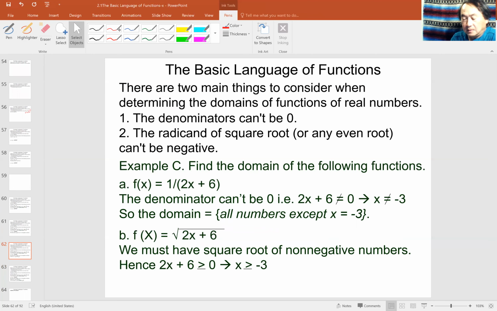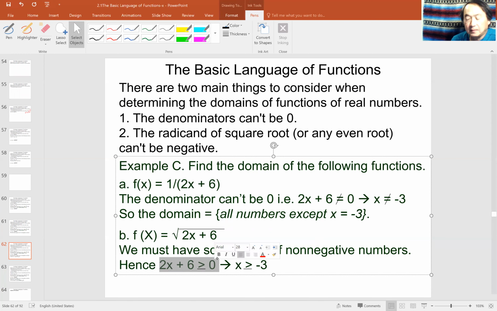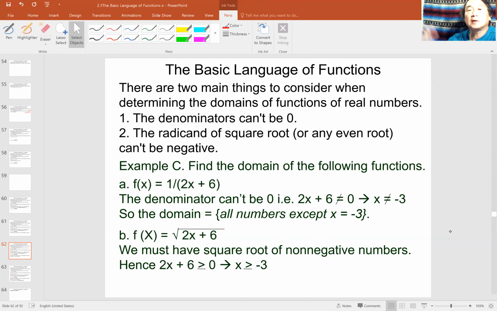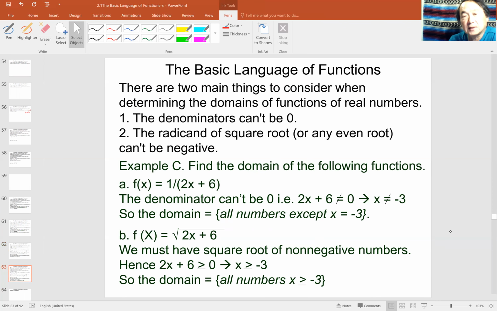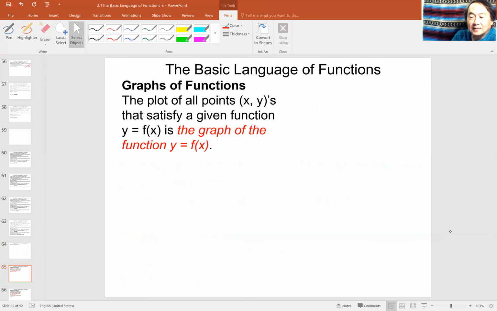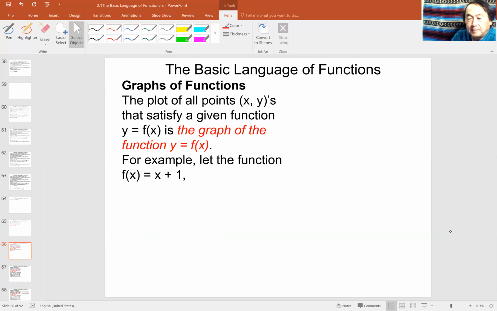Same thing for this one, you have to have the radicand bigger than or equal to 0, which is an inequality. And this tells you x has to be bigger than or equal to minus 3. So in this case, for the domain, you can only use numbers that are minus 3 or larger. If you take a number smaller than that, you will not be able to calculate because you're going to take the square root of negative values. So you won't pass. Okay.